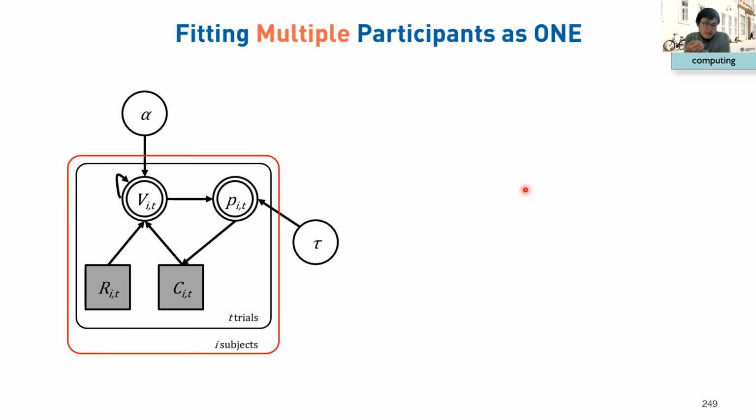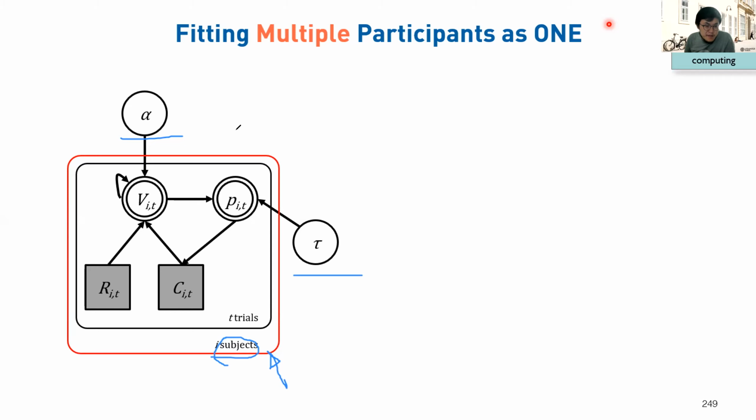So the assumption here is rather strong: to assume that these 10 people have the same learning rates and the same softmax inverse temperature, right? If you look at this graphical model, what is added from the previous version, let me change to a different color, the newly added element is this subject loop. There is another loop, but at the same time, the two parameters are outside the subject loop, which essentially means all of the 10 participants have the same learning rate and the same tau, okay?